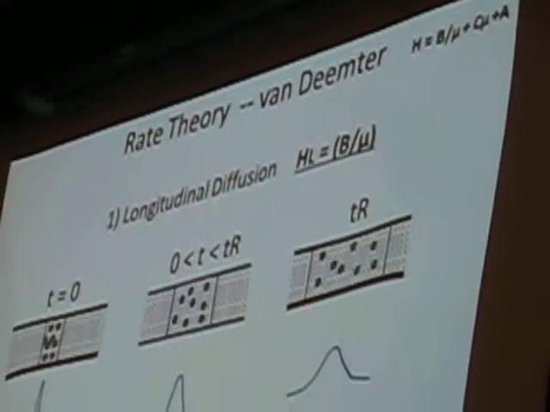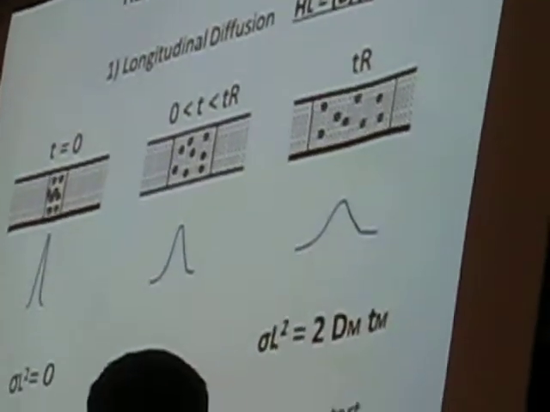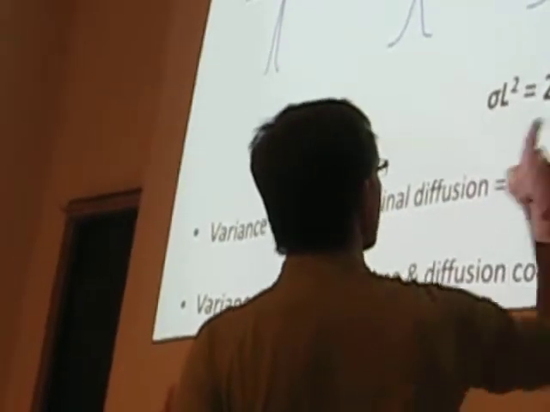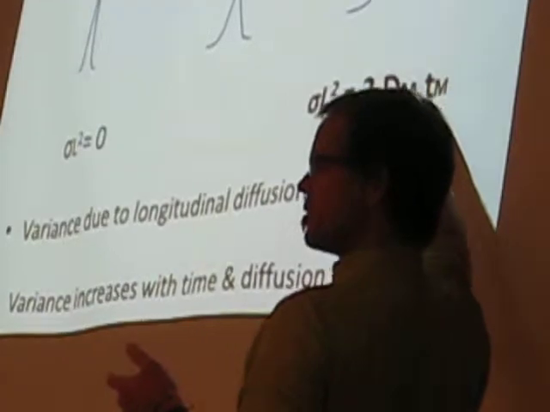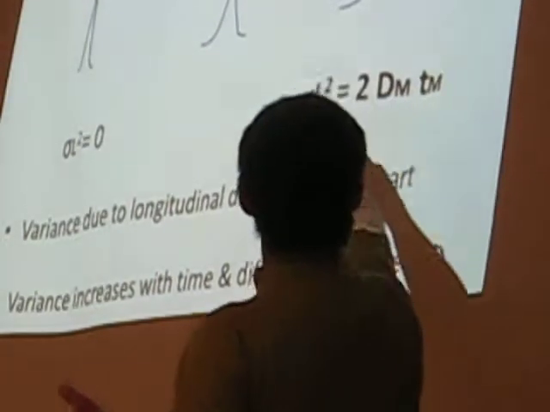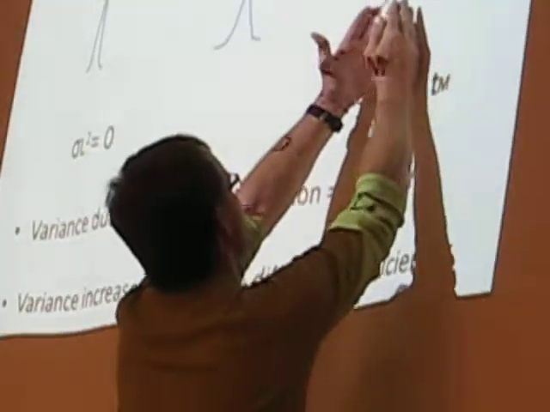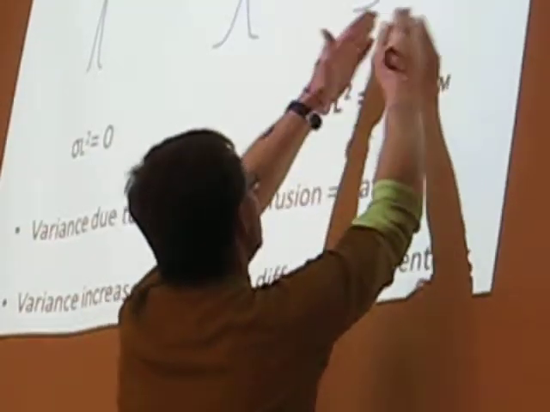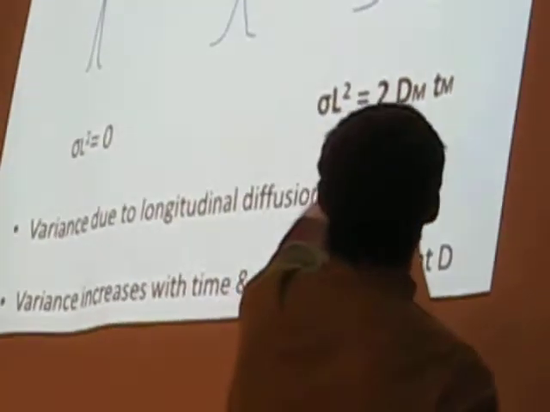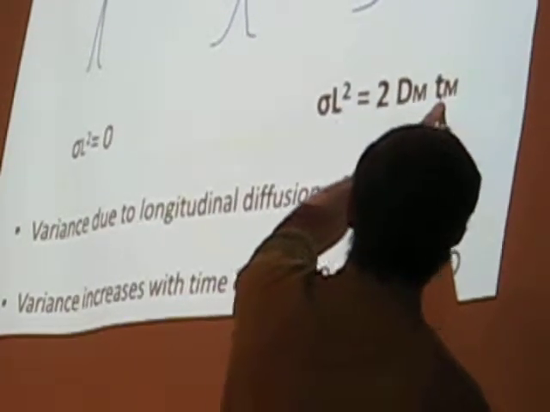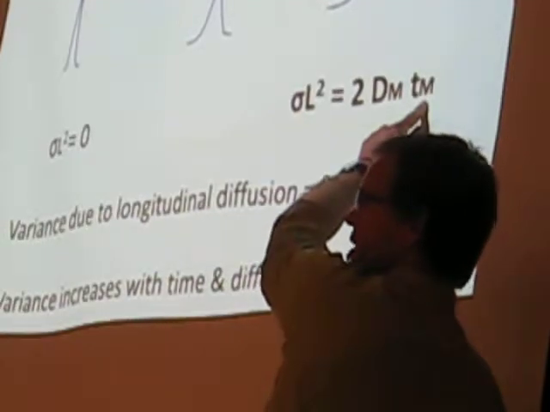I can describe that by considering a longitudinal diffusion coefficient, and also the time it takes to resolve the sample in the mobile phase. And so the variance in how those molecules spread out in length in the column is going to be a function of the diffusion coefficient in the mobile phase and the time it takes for the sample to elute in the mobile phase.